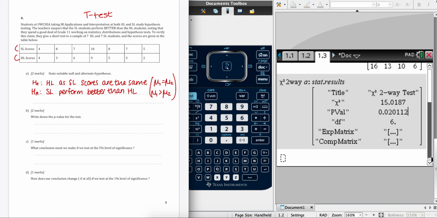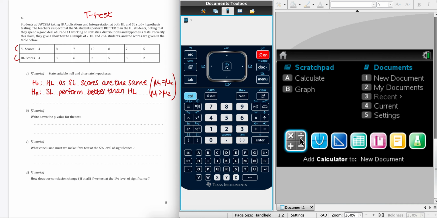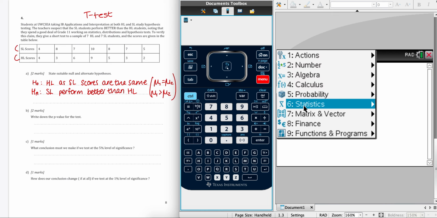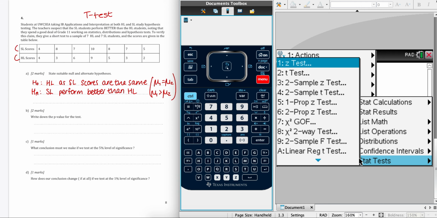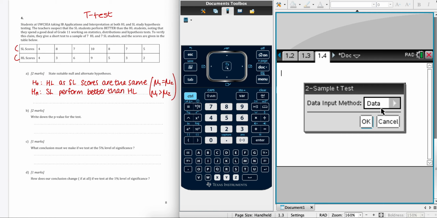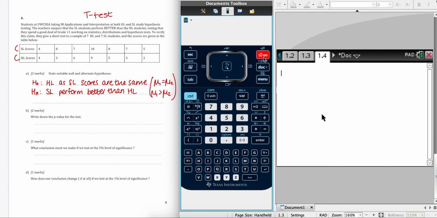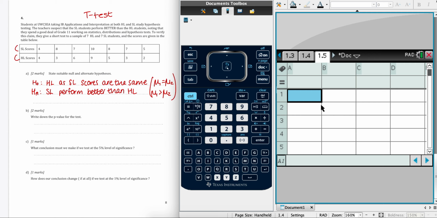So part B is asking us to write down the p-value for the test. So I'm now going to use my GDC to help us to work that out. To use the t-test, I go to Menu, Statistics, Stats Tests, and it's a two-sample t-test. And it's asking me for the data or the statistics, and I want to use data. So to be able to use this, I need to give the information to the GDC, the actual data. So I'm going to open up a spreadsheet to write the data down first.